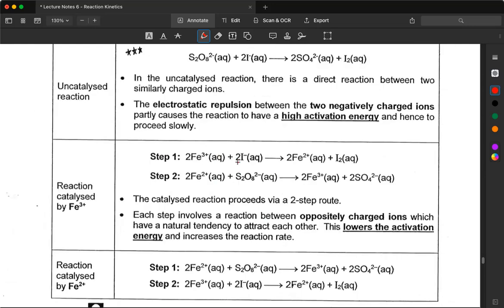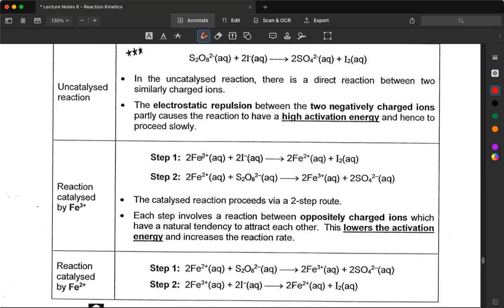So what they do is they add Fe3+. You remember, transition metals are good catalysts. They make good catalysts because they have these characteristics: they have variable oxidation states in their compounds. Because they can change from one oxidation state to another, they can be used in such reactions.